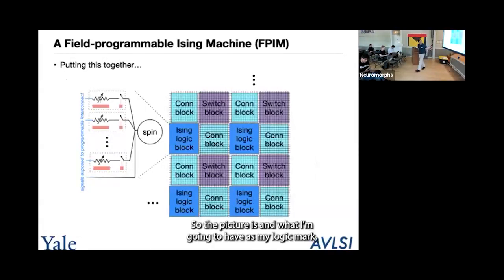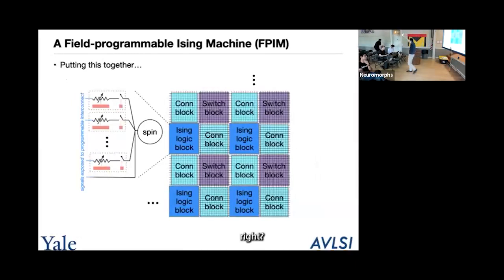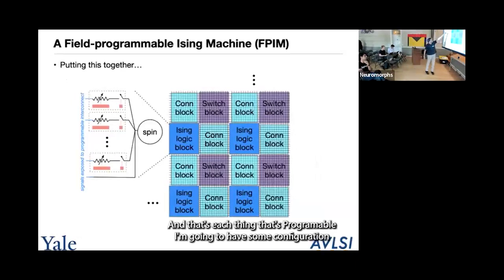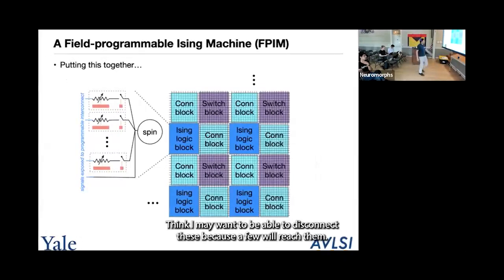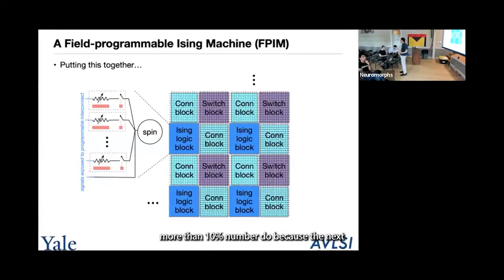So this is the same picture, except now what I'm going to have as my logic block is some sort of spin hardware. Pick your favorite spins. I'm going to have a set of programmable coupling weights, and attached to each programmable thing I'm going to have some configuration bit that picks the setting. I may want to be able to disconnect these because I have fewer weights than the number of physical things. That's going to limit it: if I give you 10 weights here, then on average I can't have really more than 10 weights per spin.